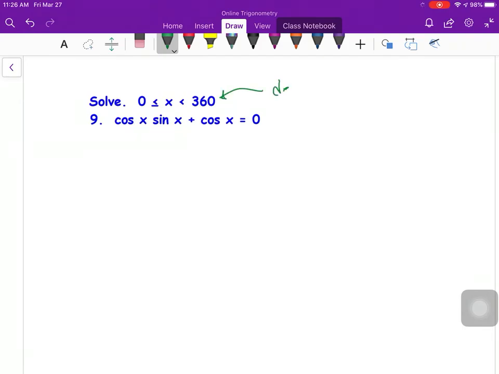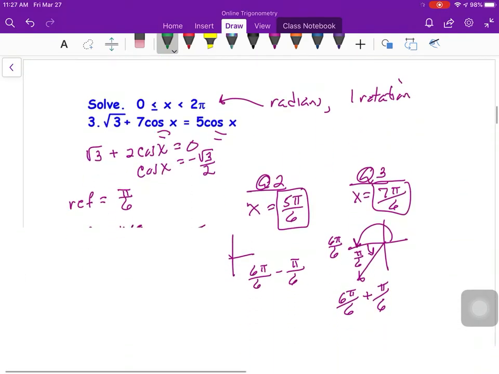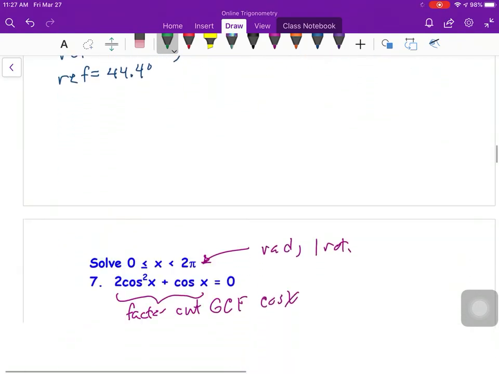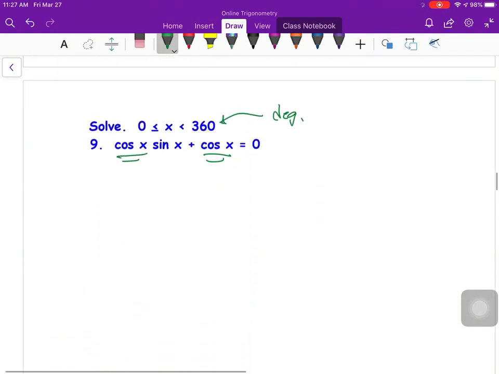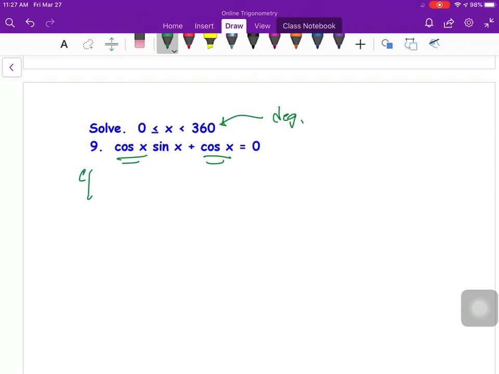The next question. Well, as you can see, we have now switched to degrees. But this one still factors. There's a common factor here of cosine x. So we would separate them. Let me get back to that problem. Sorry about that. So we'll factor out a cosine x, and we'll have sine x plus 1, dividing everything by cosine. Then we set each of those factors equal to 0.